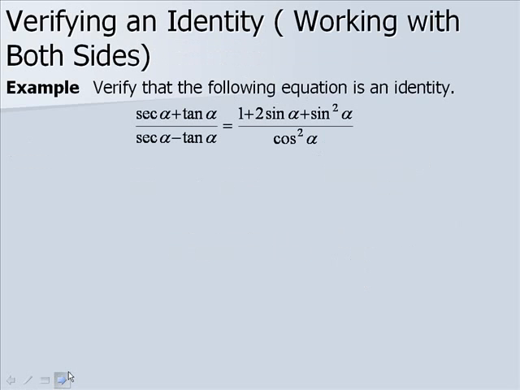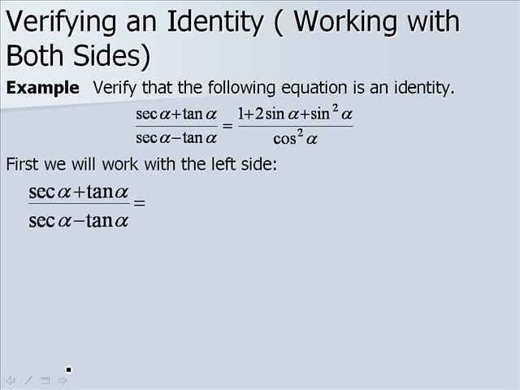Now let's look at verifying identity when we want to work with both sides. We want to show that this equation is an identity. So the first thing we're going to do is work with our left side to reduce it to a simpler form. And to do that, we are going to change to sines and cosines. Remember that secant is 1 over cosine of alpha plus tangent is sine over cosine. And we'll work with our denominator the same way.